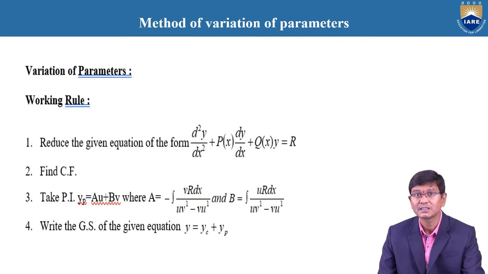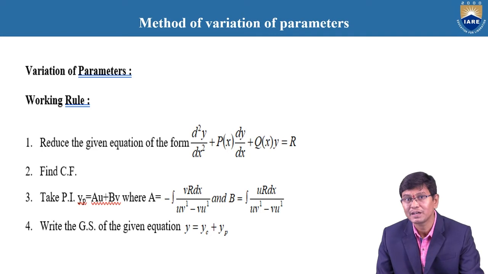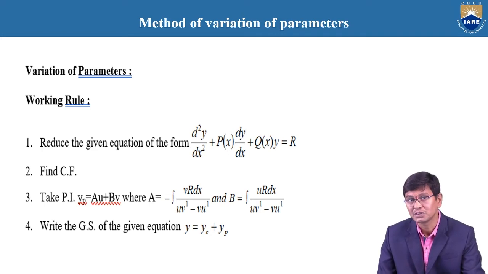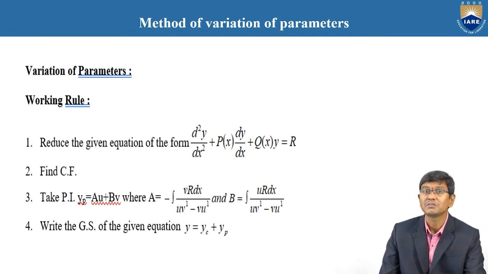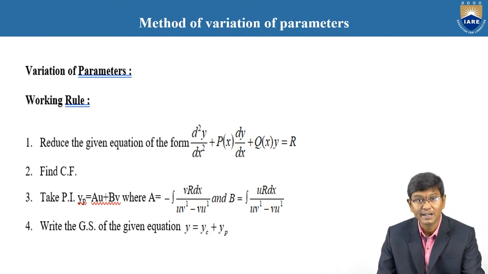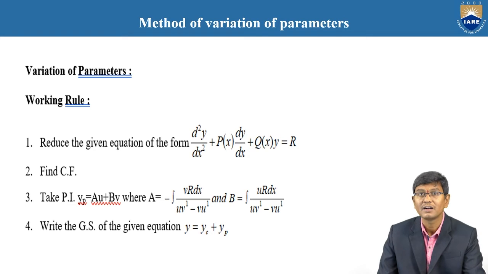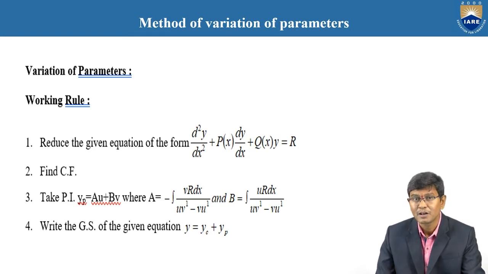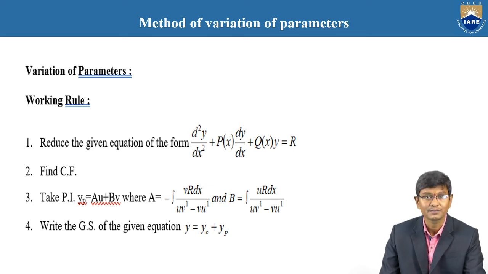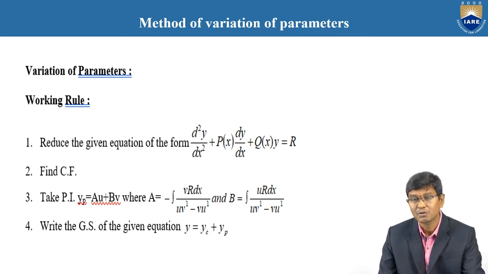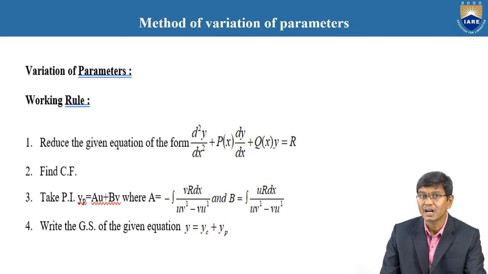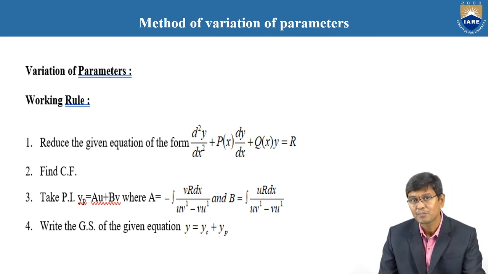Now we'll discuss this method of variation of parameters using another procedure, that is, other terminology. This is the variation of parameters working rule. First of all, we need to reduce the given differential equation into standard form: d²y/dx² plus p dy/dx plus q y is equal to r, where p and q are functions of x or constants and r is a function of x or constants.